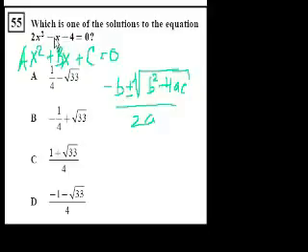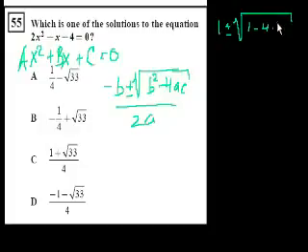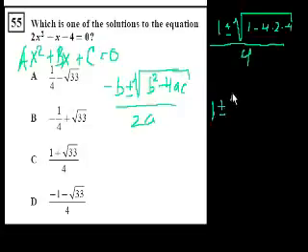b is minus 1, right? So minus minus 1, that's a positive 1. Plus or minus the square root of b squared. Minus 1 squared is 1. Minus 4 times a is 2, times 2, times c. c is minus 4. So times minus 4. All of that over 2a. a is 2, so 2 times a is 4. So that becomes 1, 1 plus or minus the square root.